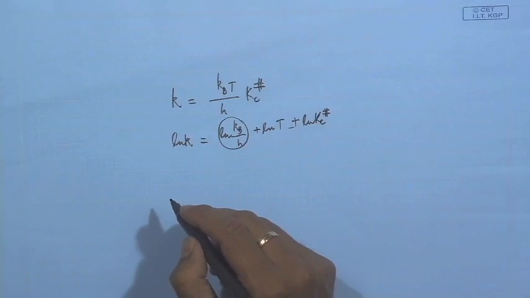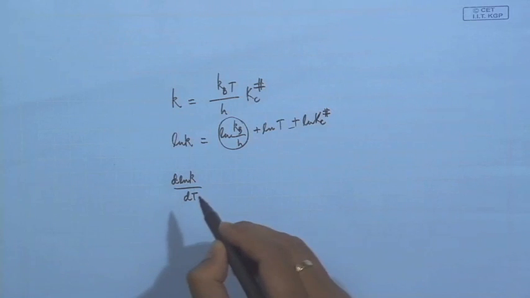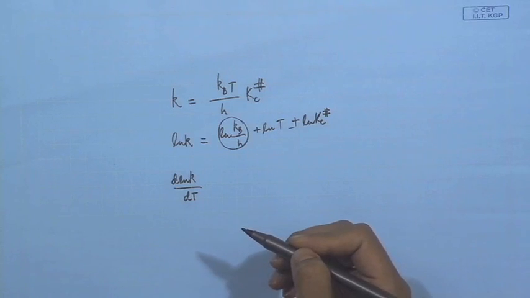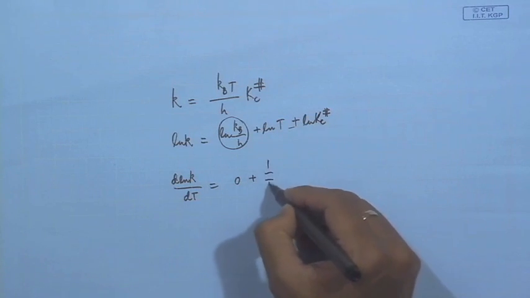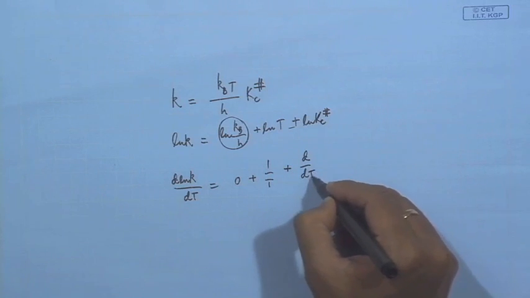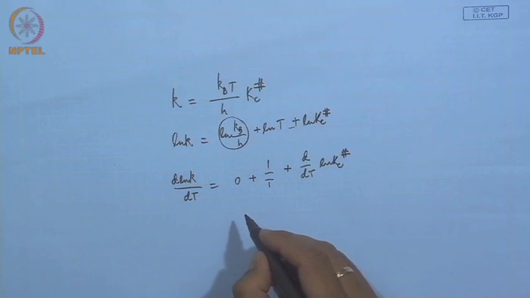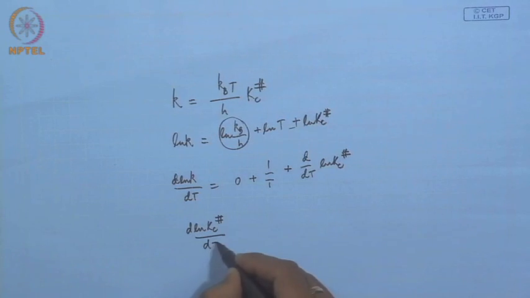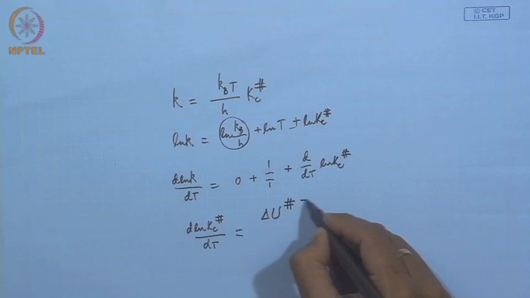If we differentiate with respect to T, that is the temperature, then d ln k by dT, because we will ultimately compare this with the famous, well known Arrhenius equation, is equal to 0 plus d by dT of ln T, which is 1 upon T, plus d by dT of ln Kc double dagger. We can write d ln Kc double dagger by dT is equal to delta E or delta U, whatever. This is called the isochore.